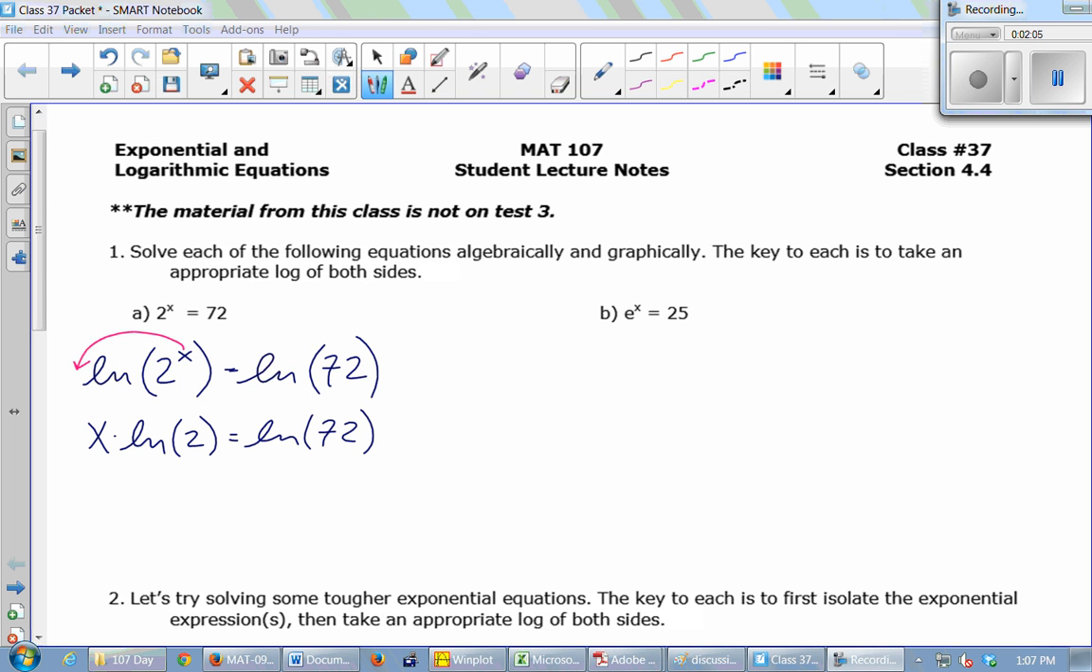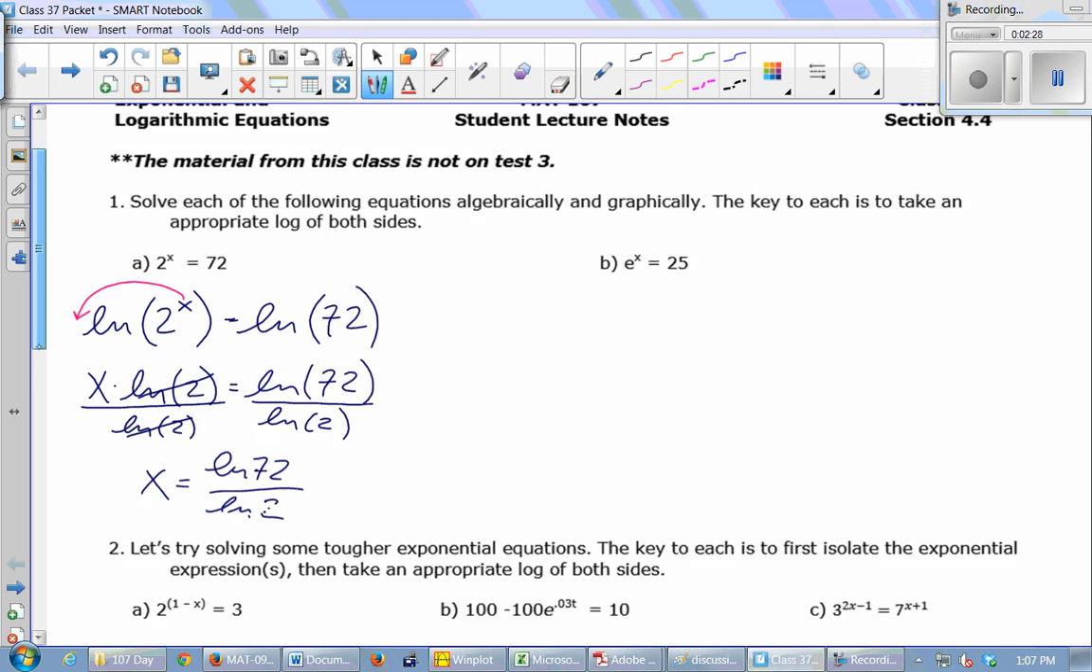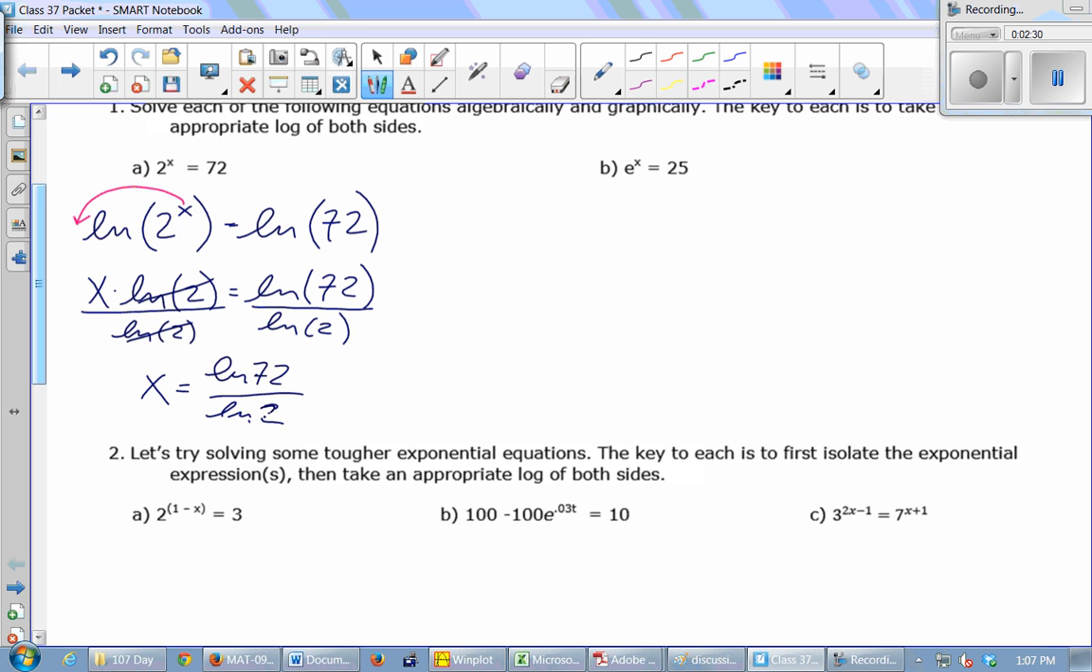And the ln of 2 and the ln of 72, those are just numbers. You could put them in your calculator, you'd get a decimal. So to get x by itself here, I'm going to divide both sides by ln 2. Okay, so my ln 2's cancel on the left, and we get x equals ln 72 over ln 2. And that is what we would call the exact solution. That is an exact value.